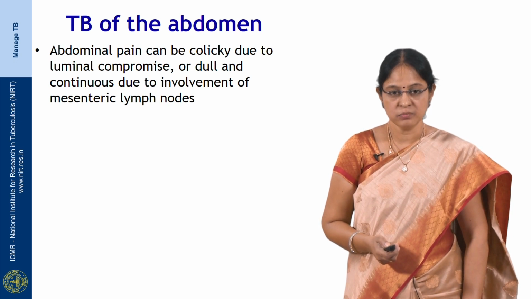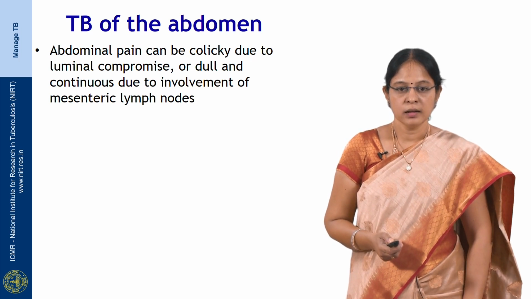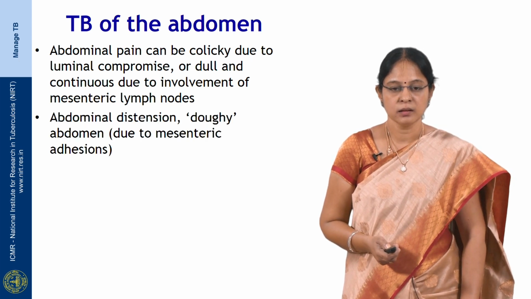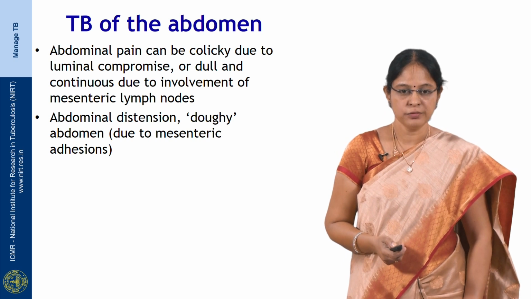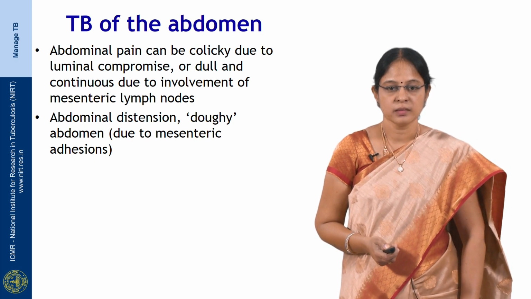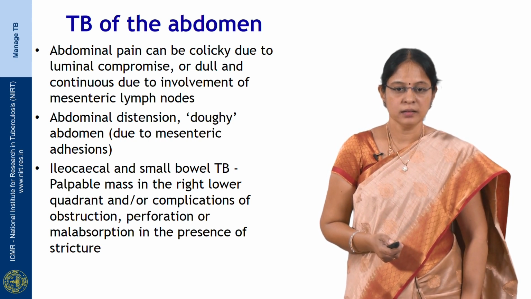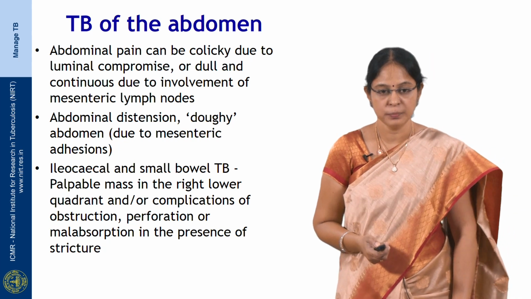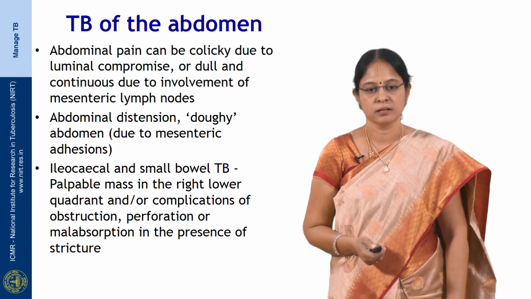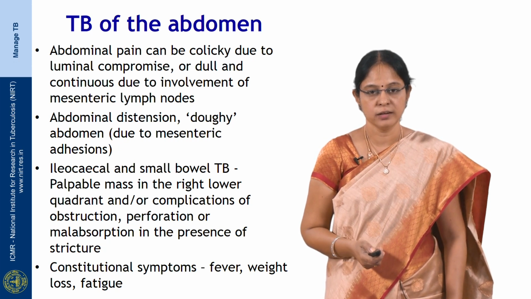The usual presenting symptom will be abdominal pain, which can be colicky due to the luminal compromise. If there is involvement of the mesenteric lymph nodes, the abdominal pain will be dull and continuous. There will be distension of the abdomen, which is referred to as the doughy abdomen. This occurs due to the mesenteric adhesions. When there is involvement of the ileocecal region and small bowel, a mass can be palpable in the right lower quadrant, and there can be complications of obstruction, perforation or malabsorption in the presence of stricture. The TB abdomen can also present with constitutional symptoms such as fever, weight loss and fatigue.